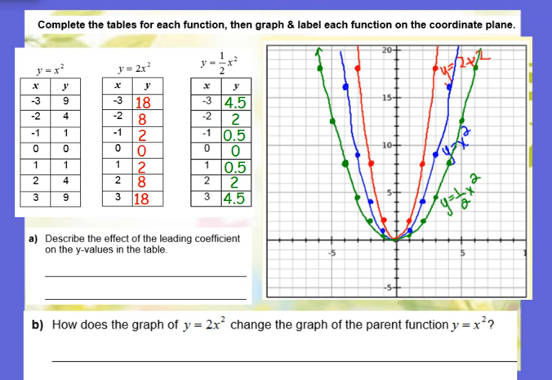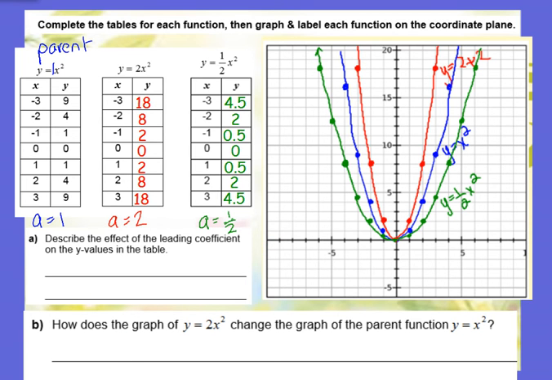Okay, so you'll notice with each of these functions, remember that this one, x squared, is really the parent quadratic function. And for each of these, the only value that we have changed is the leading coefficient, the value of a. So here, a is equal to 1. The next one, a is 2. And the last one, where a is 1/2. So today is all about checking out what this does to the graph and how it changes the parent function.